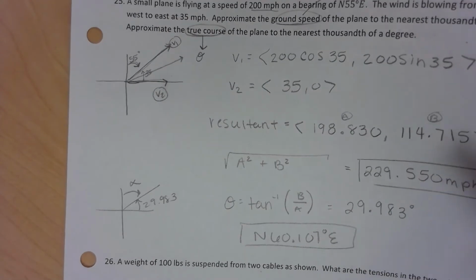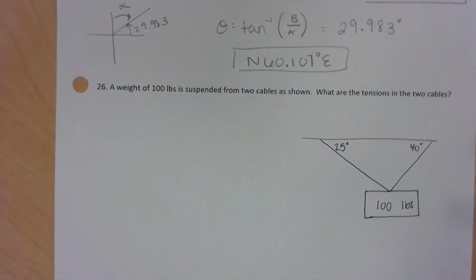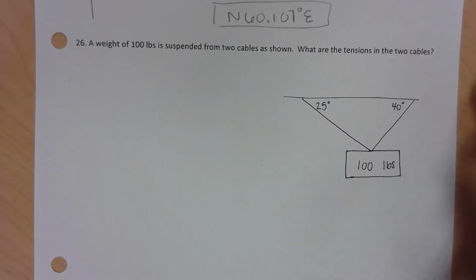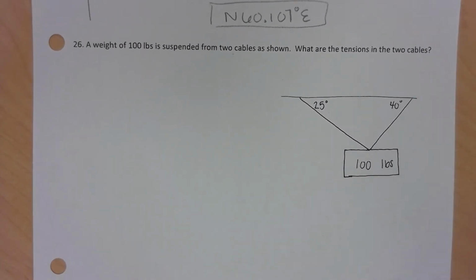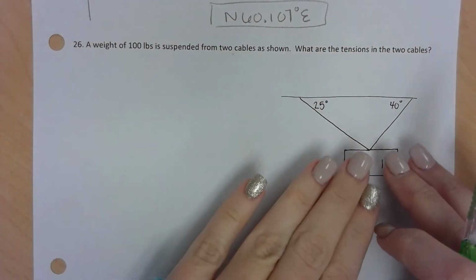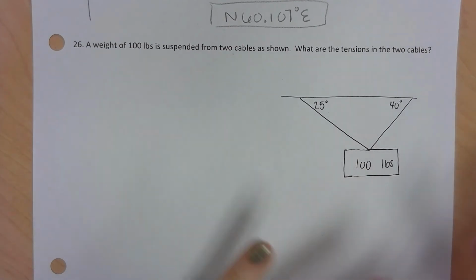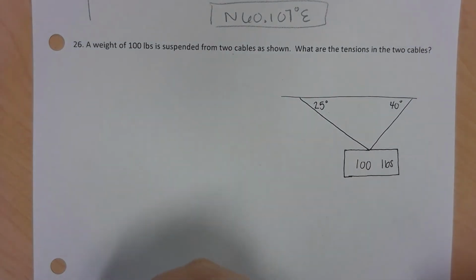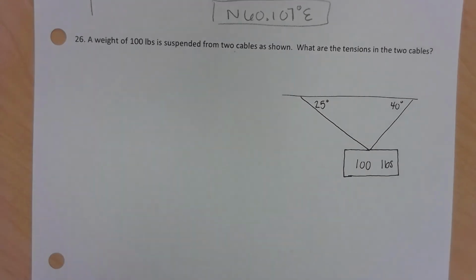All right, a few more word problems. In number 26 here, we have a weight of 100 pounds suspended from 2 cables as shown. It wants to know what the tensions of the 2 cables are. Essentially, I don't know the force. We want this to be in static equilibrium. We need everything to just be sitting perfectly. So I want to know what force is being pulled on each of these 2 cables in order to keep this nice and stable.